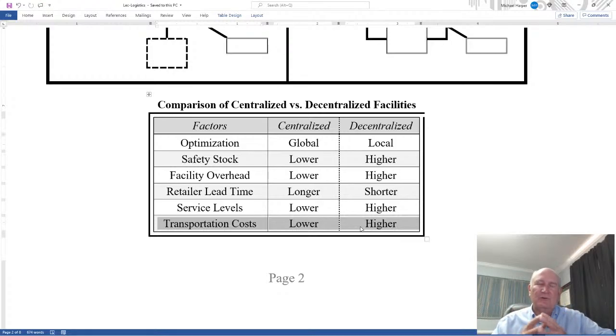And so you have inventory risk pooling upstream with centralized, but also you can have delivery lowering your transportation costs upstream because then you can pool your delivery.